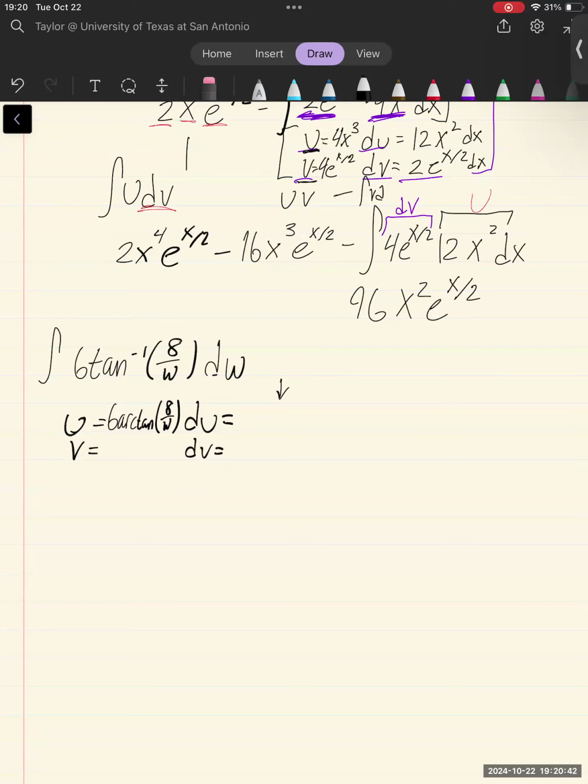What do we think? 6 over 1 plus e divided by w squared. You say e? I mean, 8 divided by w squared. Almost. There should be some simplification there. Yeah, in class we didn't do too many of the inverses. But we know that the derivative of tan is secant squared, so. Got you.